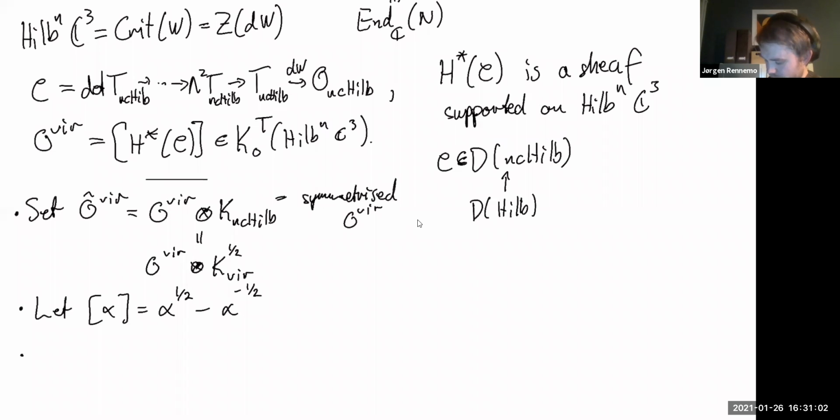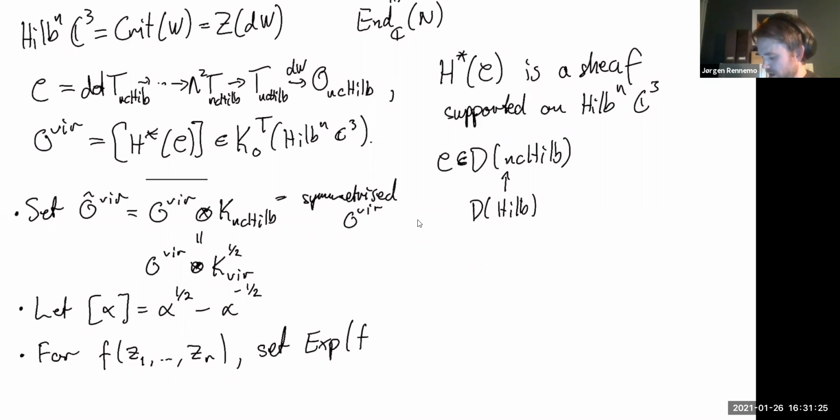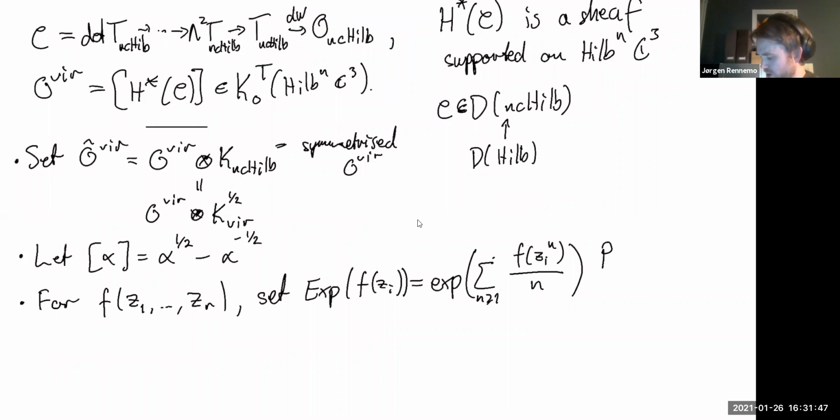And if you have some function, which you should think of as a formal power series, or perhaps also a rational function, in r variables, we write f with a capital E to be the exponential of the following expression. Okay, so this is the plethystic exponential.